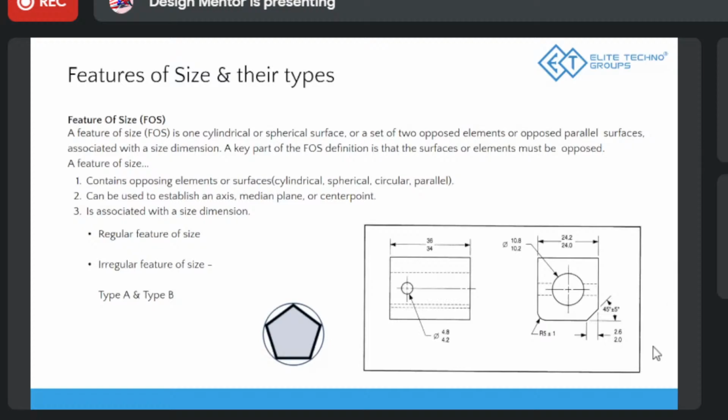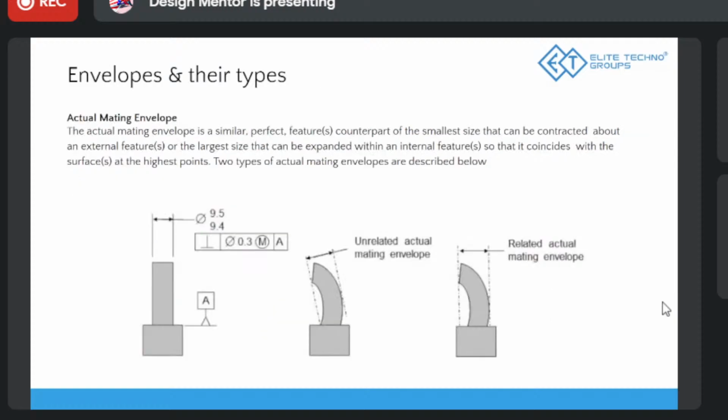Similarly, if I tell you to measure the surface of the mouse, you won't be able to measure it directly. You have some kind of probing instrument that will go through the surface, and then you'll be able to measure whatever curved surface is there. So those are not features of size. Okay. So this is all the basics that is actually required for building up to GD&T.